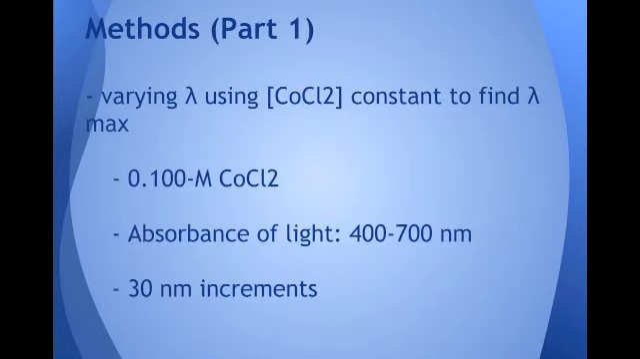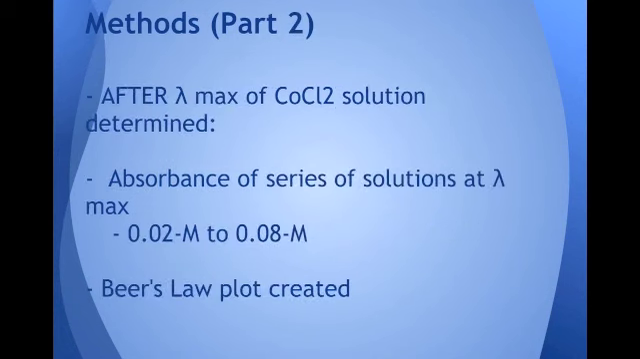So now, using a solution of 0.1 molarity cobalt chloride, the maximum absorbance of light ranging from 400 to 700 nanometers was determined, with 30 nanometer increments. After lambda max has been determined, the absorbance of a series of solutions of cobalt chloride ranging from 0.08 molarity to 0.02 molarity was determined at lambda max to create a Beer's law plot.